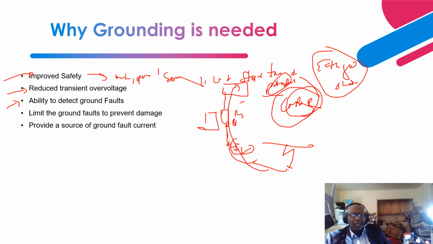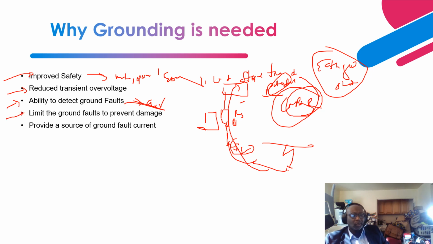Also, grounding the neutral or grounding the equipment allows ground fault current to flow. Of course, there's a path for the ground fault current. As such, the protective relays are able to detect these ground faults as quickly as possible, and also provide the required tripping and isolation of the equipment within the allowable time to prevent damage to the equipment.